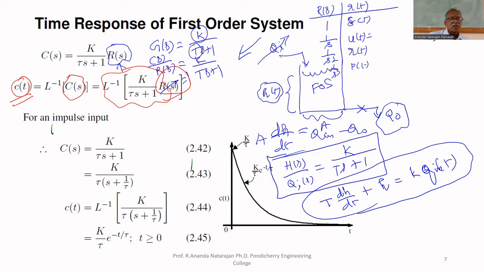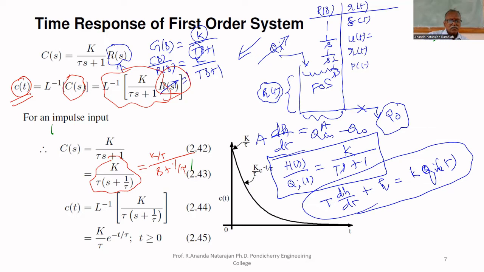That's why I'm taking tau outside. Therefore, tau multiplied by s plus 1 by tau. If I take tau outside, this can be written as K upon tau whole divided by s plus 1 by tau. Now we take the Laplace inverse of this.